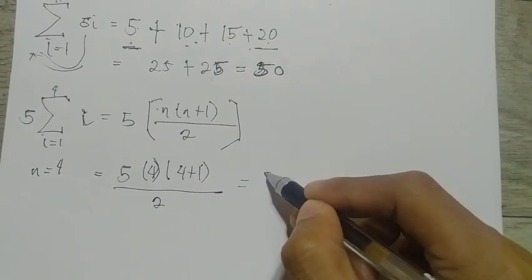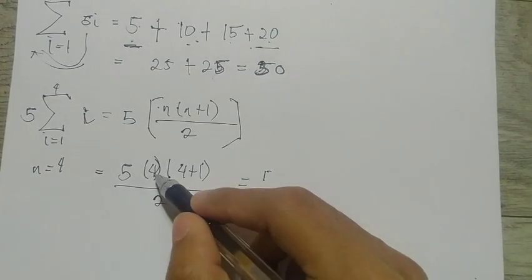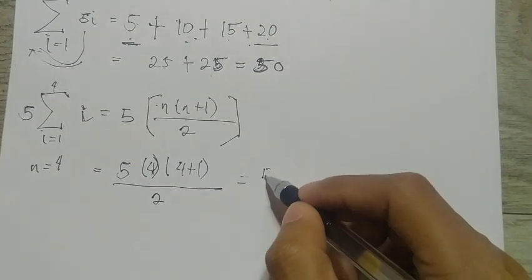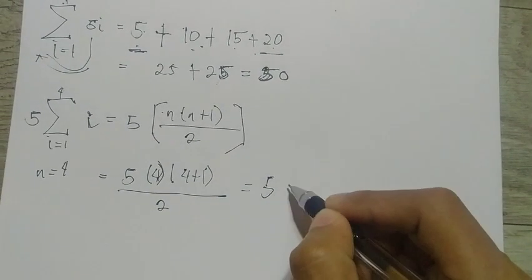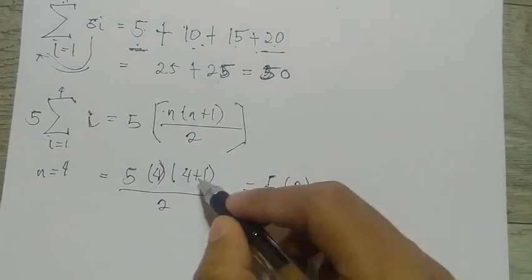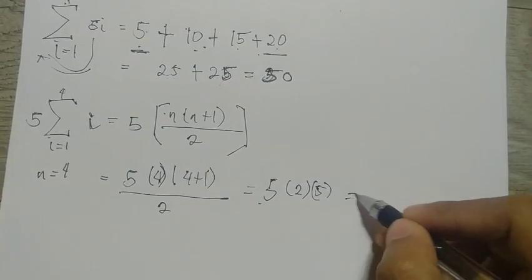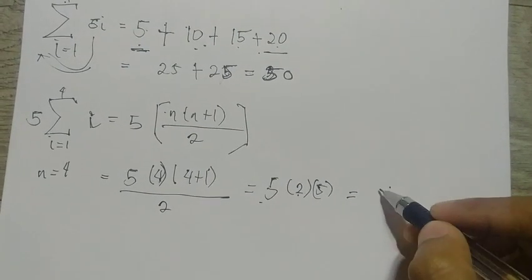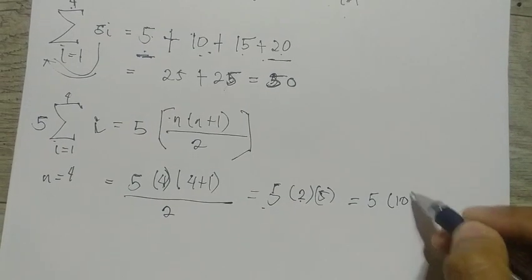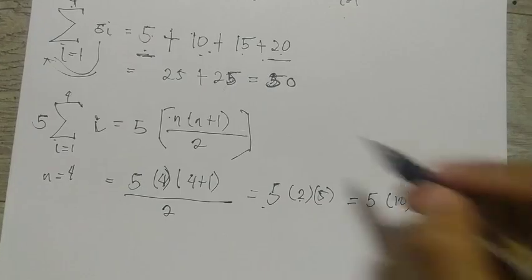So 4 divided by 2 is 2. So 4 plus 1 is 5. So it is 2 times 5 is 10. So 5 times 10 is equal to 50. So it is the same.